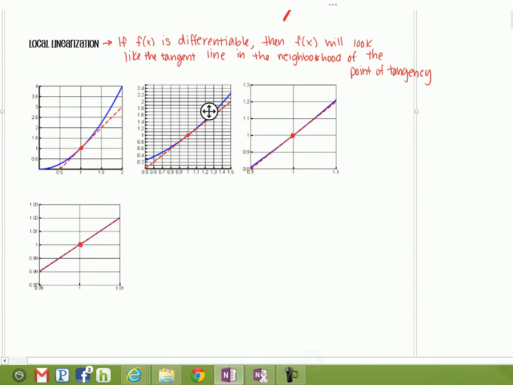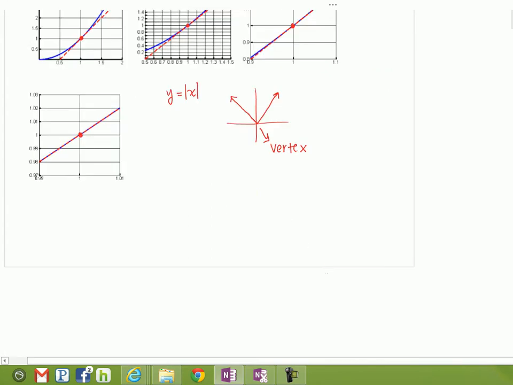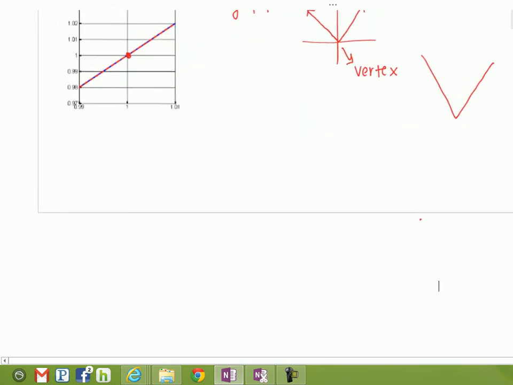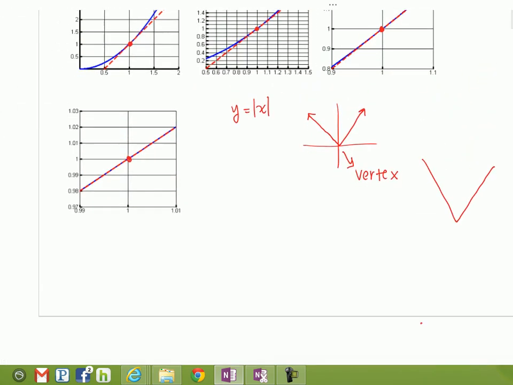So one thing I want to mention is, what if we look at y equals the absolute value of x at x equal to 0? Well, we know what that curve looks like, and we also know that no matter how much I zoom into the vertex here, the vertex always looks like a V, no matter what, no matter how much we zoom in. And that is purely because y prime of 0 does not exist. And it doesn't exist because there's no local linearity. Okay?